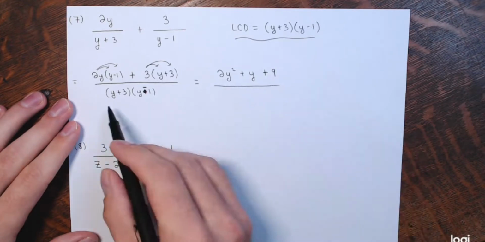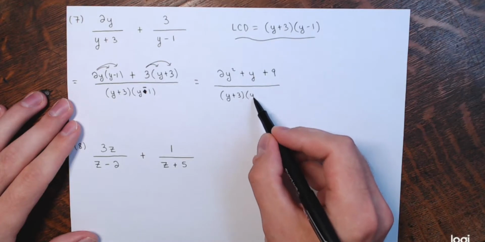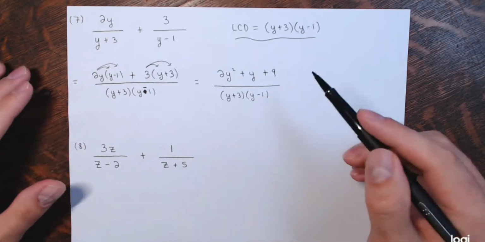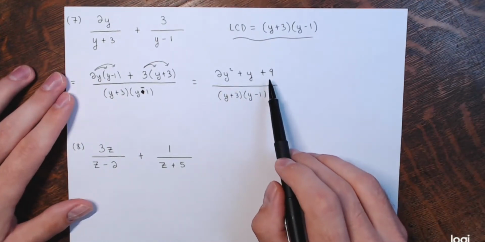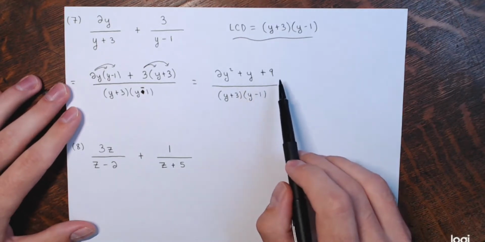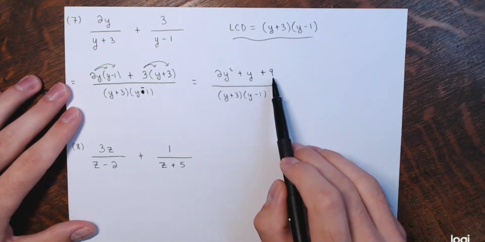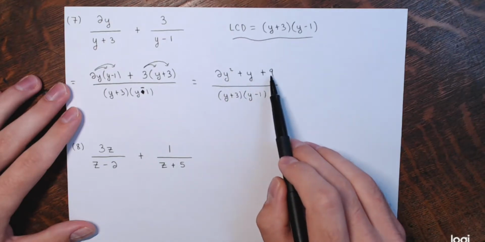And the denominator is the LCD, y plus 3 times y minus 1. And I believe this is as simple as it gets. Yes, this is a quadratic in the numerator, 2y squared plus 1y plus 9. But when you try the b squared minus 4ac, 1 minus 4 times 2 times 9, that's a negative number. This is not factorable. It's not a perfect square.